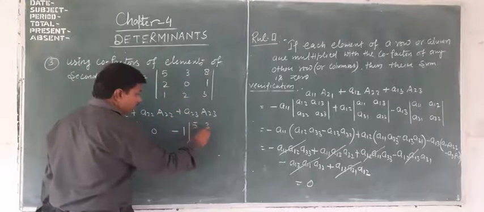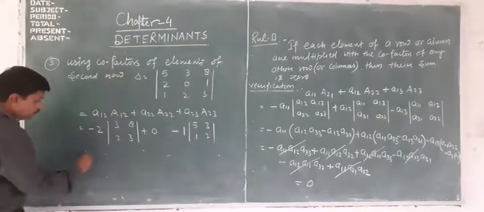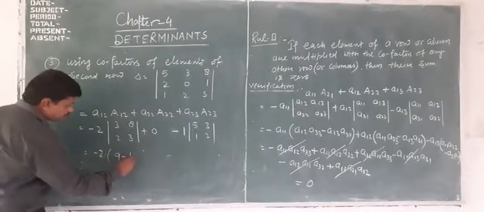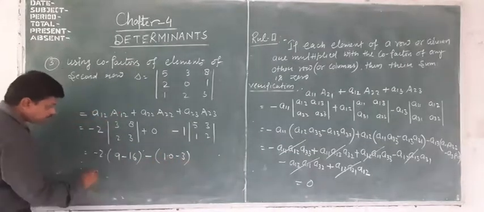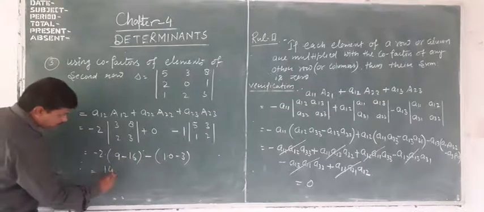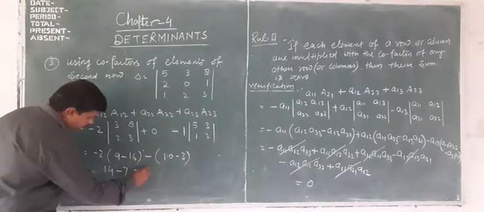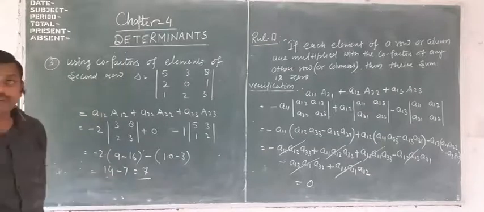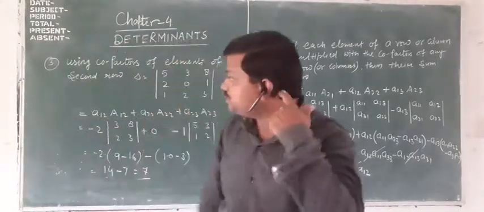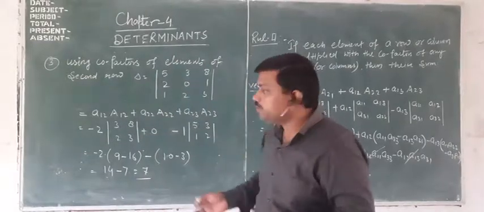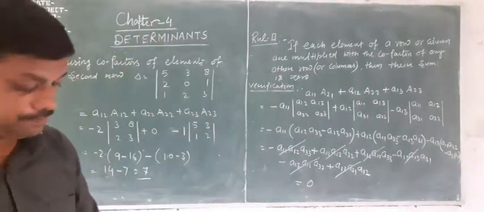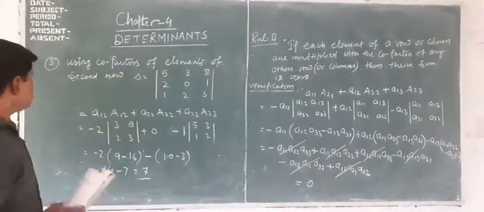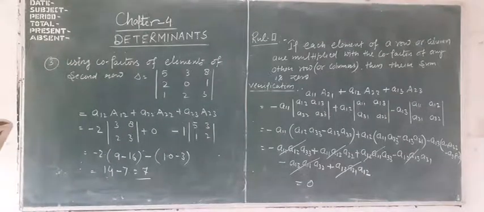5, 3, 1, 2. Minus 2, 9 minus 16, minus 10 minus 3. This equals 14 minus 7, equal to 7. This gives the value of the determinant by using the cofactors of elements of the second row. Similarly, you can complete question number 4. Question number 5 is also a most important question, and it is a multiple choice question.